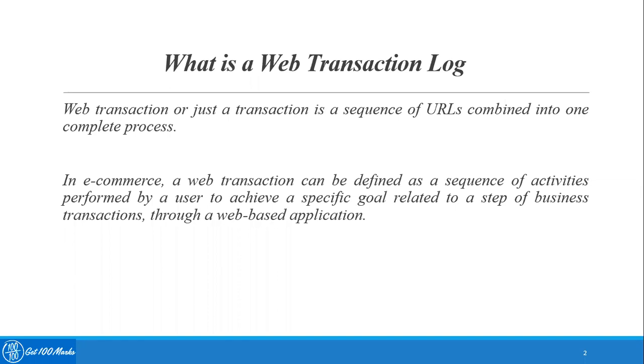Here in web transactions, the sequence of n number of transactions which are happening in e-commerce payment sites will be compiled together and established as a single process. In doing this, the URLs of all individual transactions are collected and compiled together into a single set of process. In e-commerce, a web transaction can be defined as a sequence of activities performed by the user to achieve a specific goal related to a step of business transaction through a web-based application.